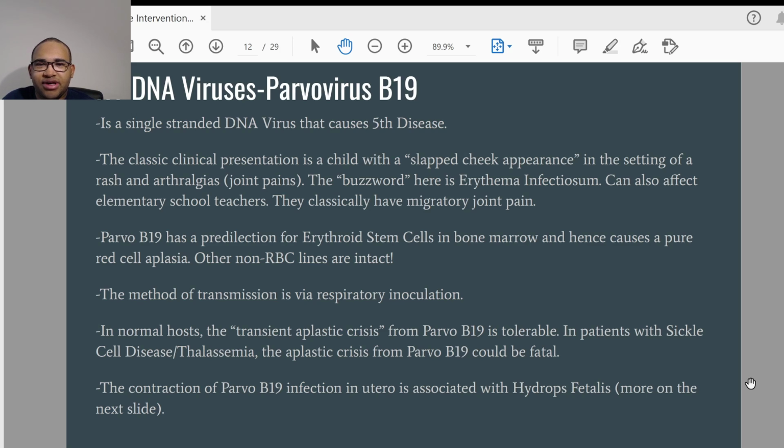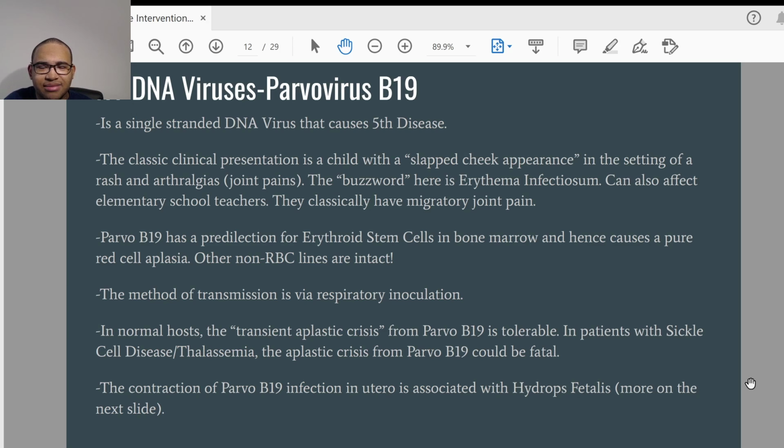And for the most part, if a person gets Parvo B19, they will get an anemia from it, but they can usually overcome the hump. But if you have a disorder where your red blood cells don't live for very long, like thalassemia or sickle cell disease, where your red blood cells live for less than 120 days essentially, those people can go into an aplastic crisis and die, right? And if you get Parvo B19 congenitally, that can cause hydrops fetalis.